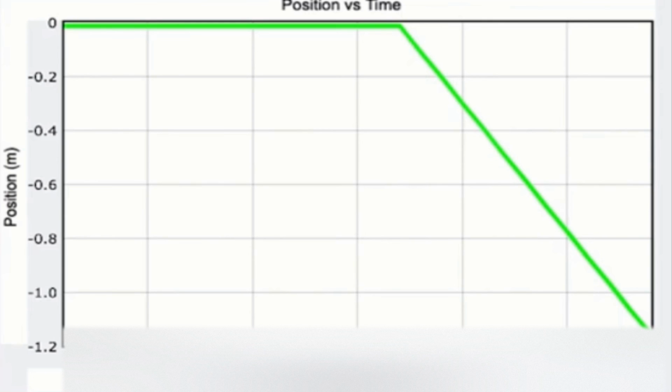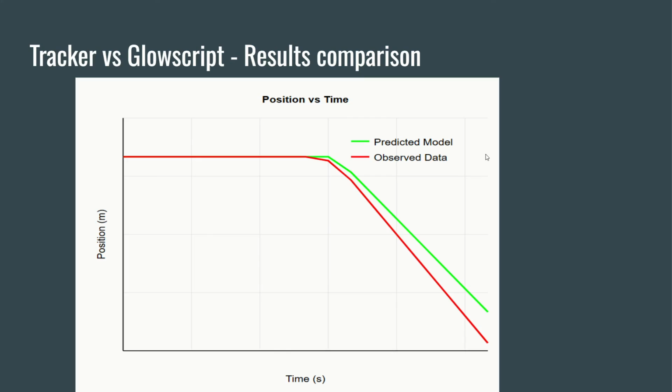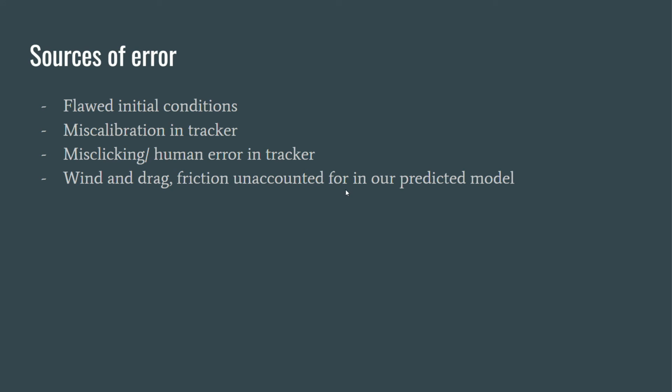And then this is the graph that we get for position against time. And if we compare our tracker result to our GlowScript result, we can see that they're pretty similar, but the predicted model does deviate from the observed data to an extent. And we'll talk about potential sources of error here.